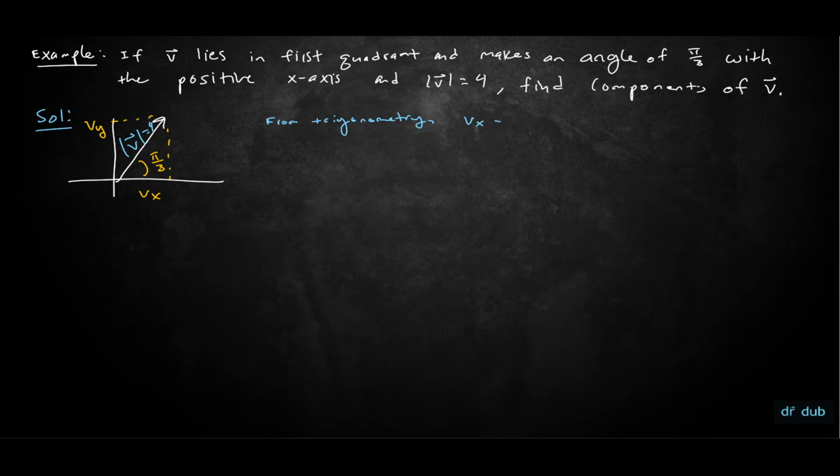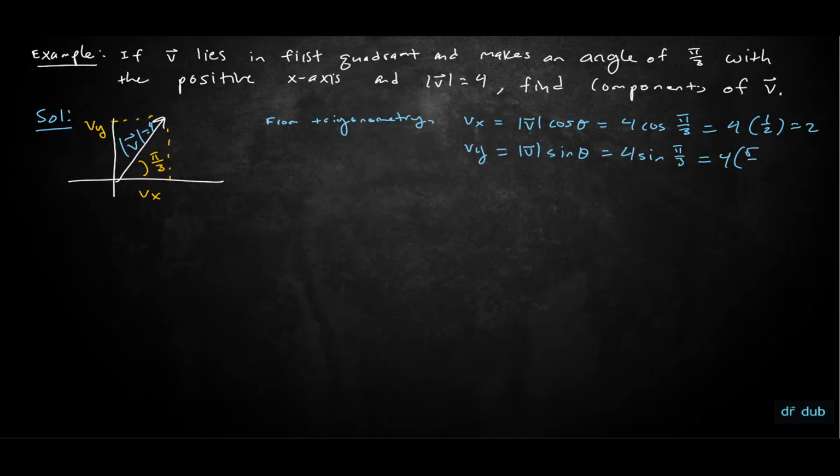That v sub x is going to be magnitude of v times cosine of theta, which is going to be 4 cosine of pi over 3, which is 4 times 1/2, which is 2. And v sub y is going to be magnitude of v times sine theta, which is going to be 4 sine of pi over 3, which is going to be 4 times square root of 3 over 2, which is 2 square root of 3. So in component form, v is actually 2 comma 2 square root of 3.